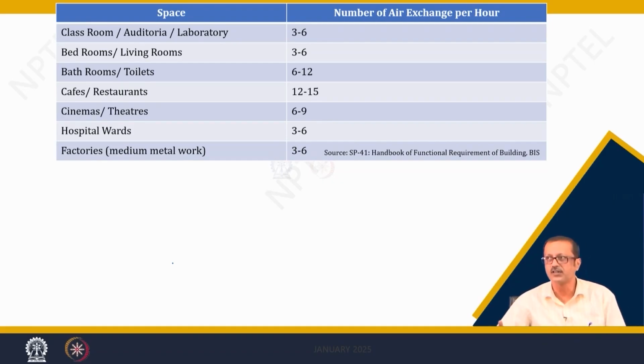So, you need to know the volume of your classroom, you need to multiply that with 3 or 6, whatever may be the exchange rate, and divide that by 3600. So, you can get how many meter cube per second is your V.